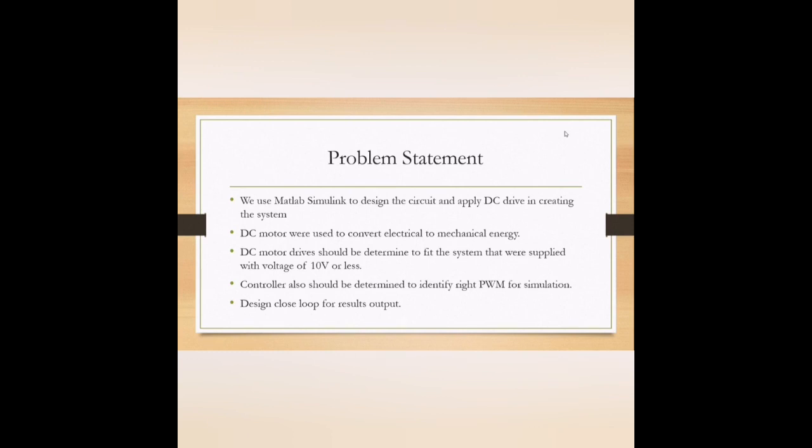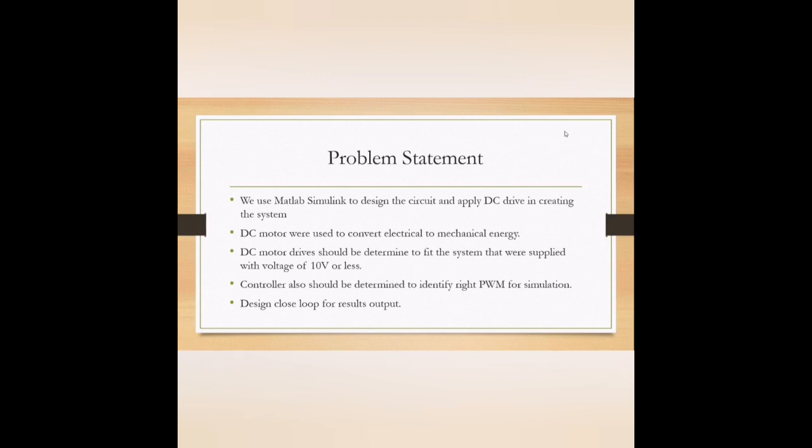For the problem statement, to design the circuit for the small scale car in our project, we use MATLAB Simulink in order to design the circuit and apply the DC motor and speed loop controller. As we know, DC motor consists of two parts, which is stator and rotor, that help it to convert electrical to mechanical energy when they produce a continuous angular rotation that help to rotate the wheel of our small scale car.